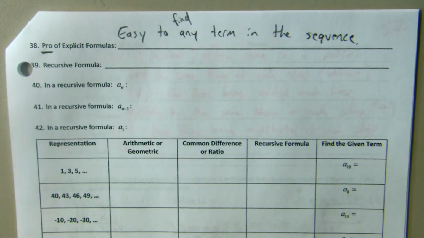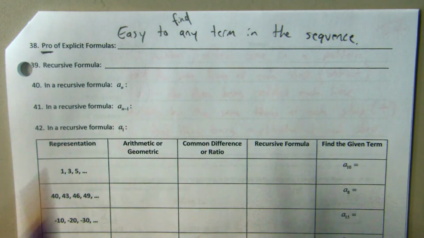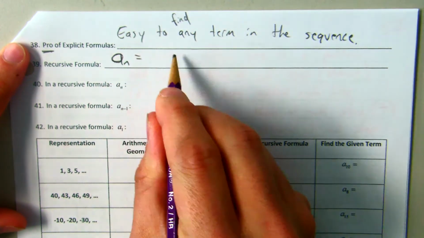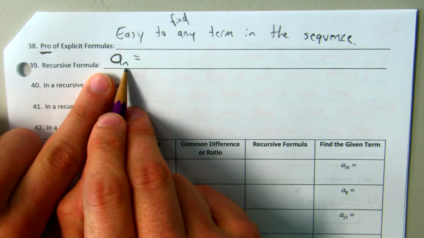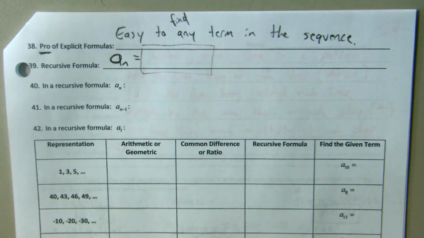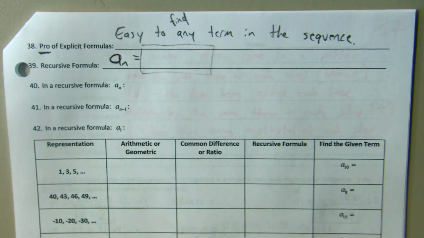If you want to know what the 500th term is, you plug in 500 for n. That works great for the explicit formula. Unfortunately, recursive formula does not do the same thing. Recursive formula is not good for that. Recursive formula is also going to start off with a sub n equals some stuff. Stuff is going to depend on what the sequence is.